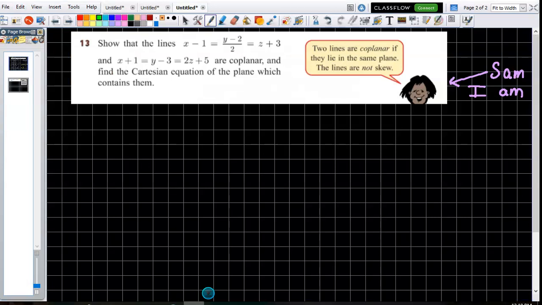Show that the two lines are coplanar. Now, what Hayden and Moses were saying is that for them to be coplanar, when it says they're not skew, it means they're either going to be parallel, coincident, or they intersect, right?